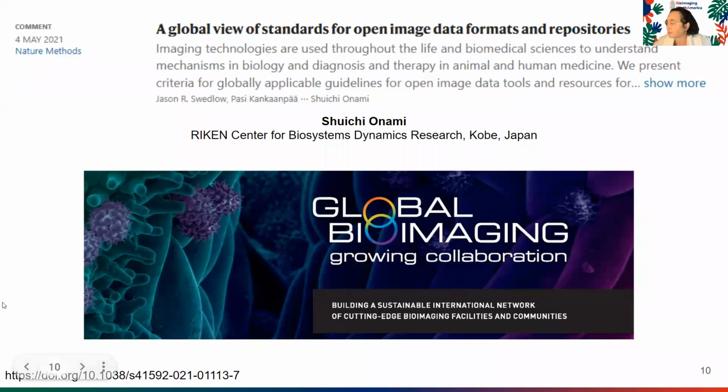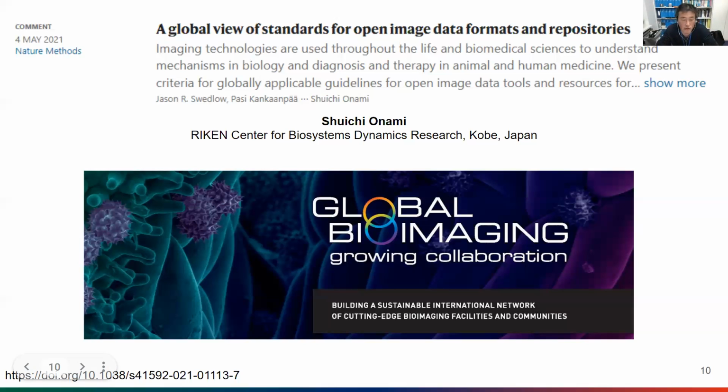So the first speaker is Shuichi Onami from RIKEN in Japan, and he will tell you about the global bioimaging collaboration to work together to improve all of this data management and quality control for image data. Shuichi? Hi, thanks for the introduction, Caterina.